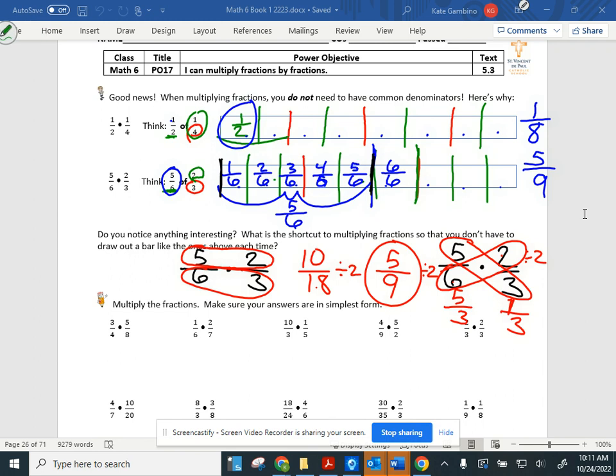Now I can multiply going across. 5 times 1 is 5. 3 times 3 is 9. So either way, you're simplifying. Some people really like simplifying first, doing that cross simplifying. Some people like to simplify at the end. Either way, you need to simplify down to the lowest fraction you can get. Okay?